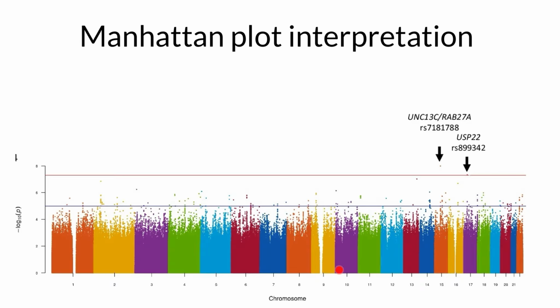Here on the x-axis, different chromosomes are shown with different colors. These numbers refer exactly to chromosome number 1, 2, 3, and so on. In this case, the plot is built for 22 autosomes. On the y-axis, we have minus log 10 of the p-value. The smaller the p-value, the more significant it is, and the higher its position.